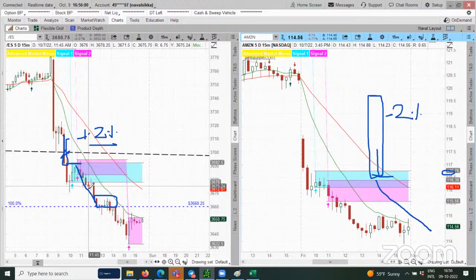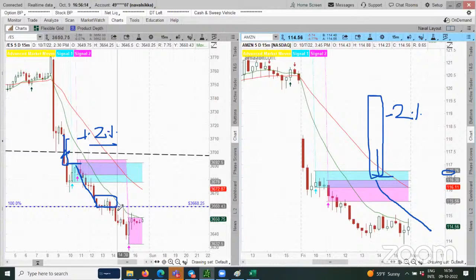Now, the second point which we had was 3660, and I posted that chart in the group as well as on Twitter, that if 3660 goes, we are going down to new lows in 3620. So the moment 3660, it was holding here. The moment it lost, it just went on to make the new lows for the day.